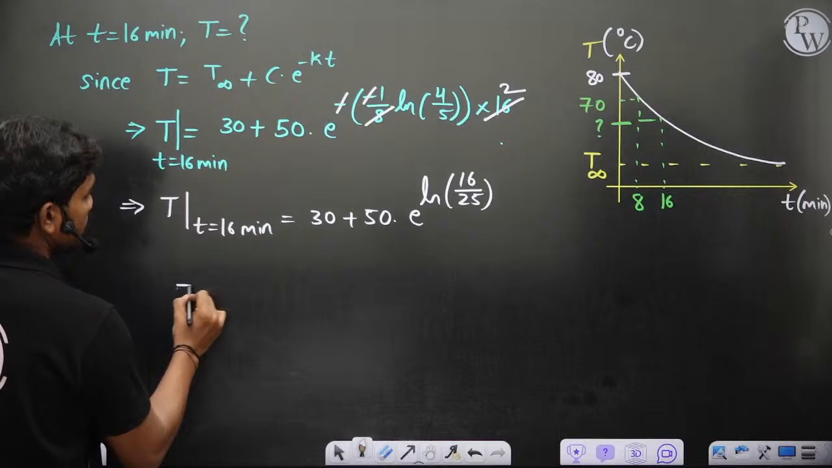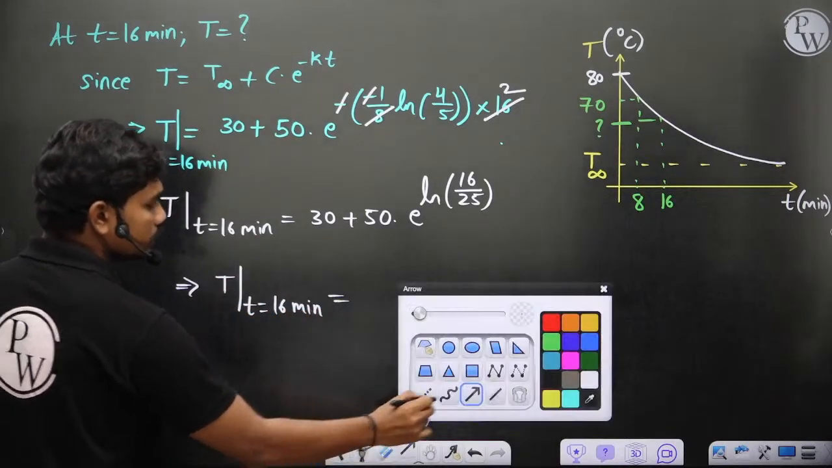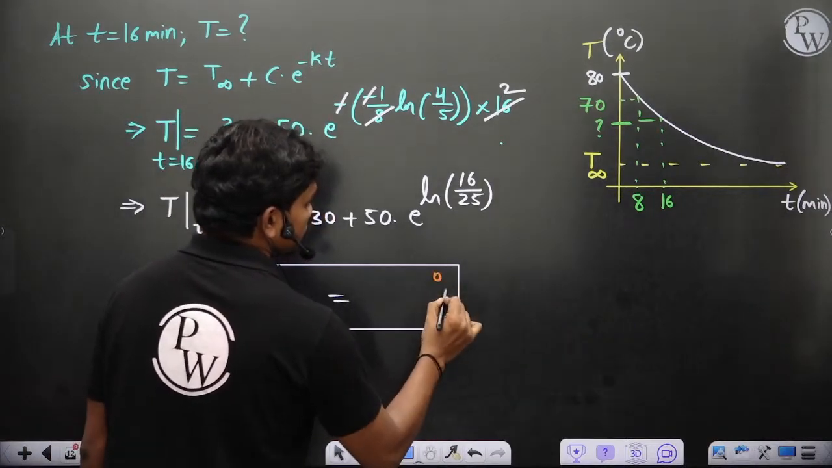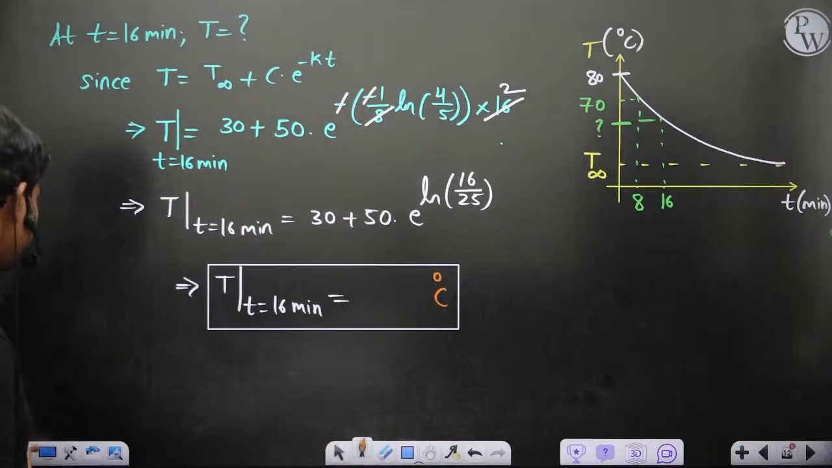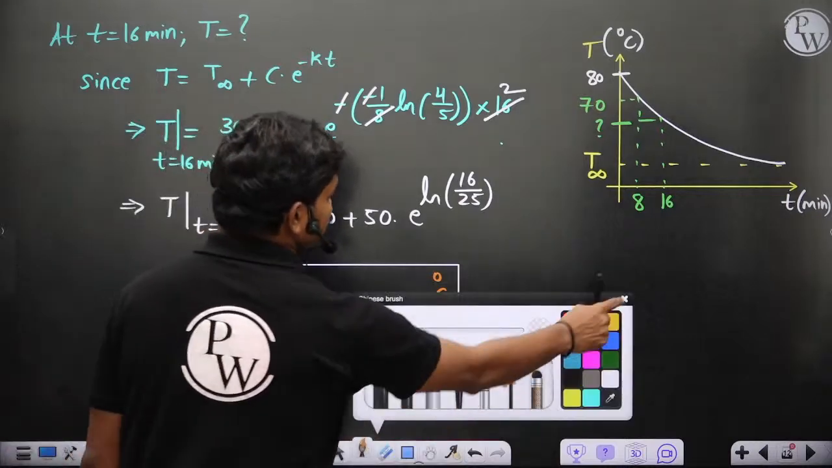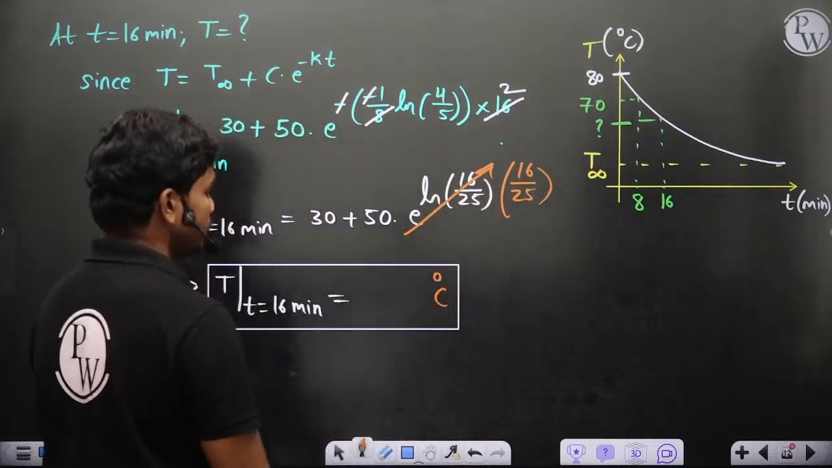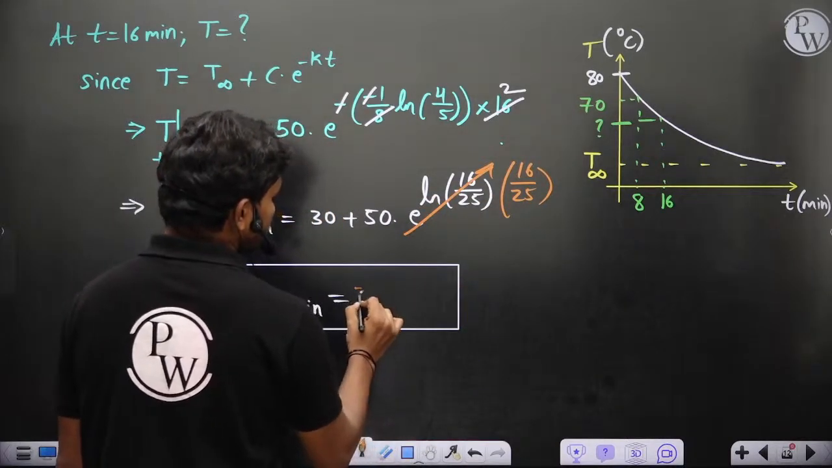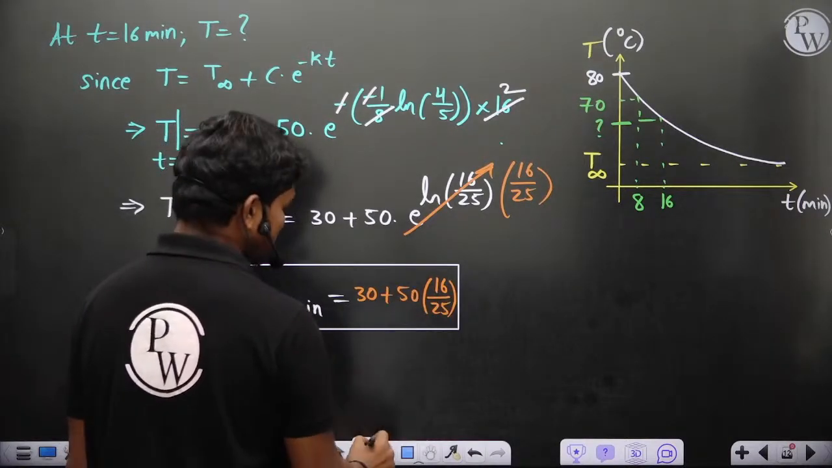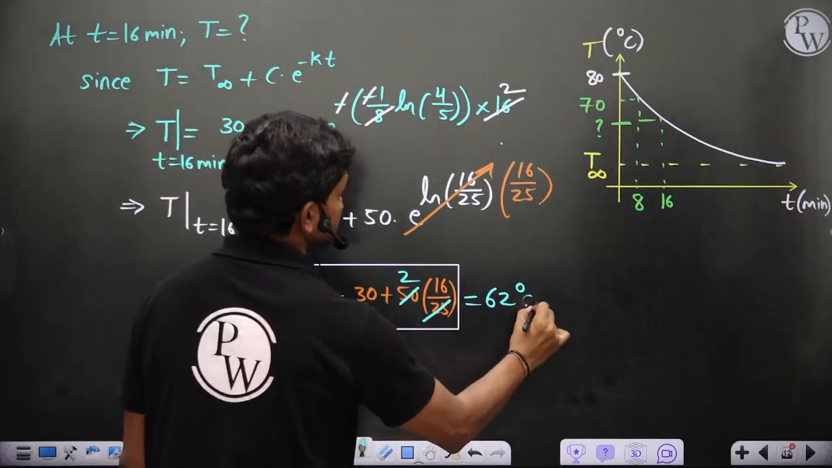So let's compute this value. So T at t equal to 16 minutes. Definitely the answer would be more than 60. So let's check how much it's going to be. So let's compute the value. e power ln 16 by 25 is 16 by 25, of course, because it's e power ln. So I think then you don't need a calculator. 30 plus 50 into 16 by 25 actually. Then you can figure it out. This is 32. So 30 plus 32, 62 degrees Celsius.